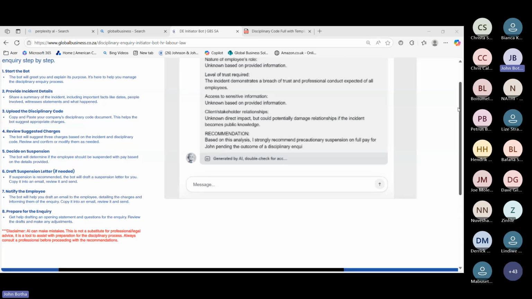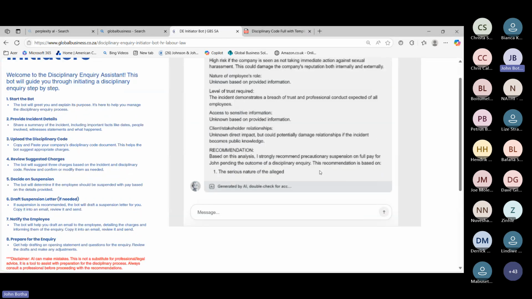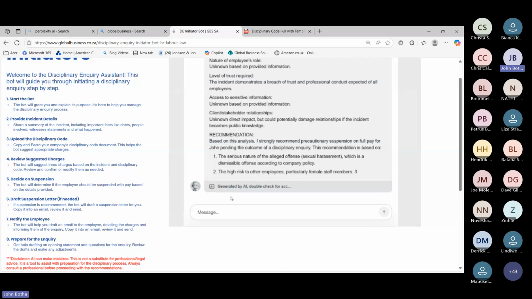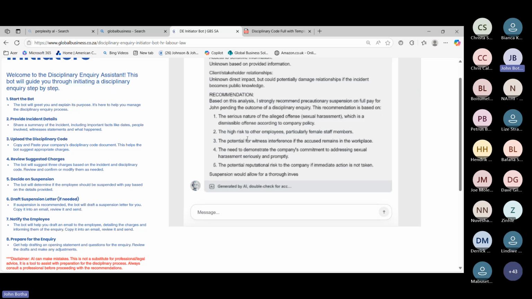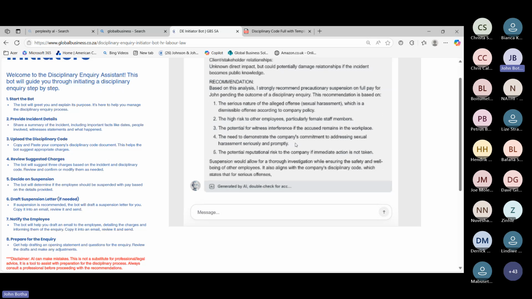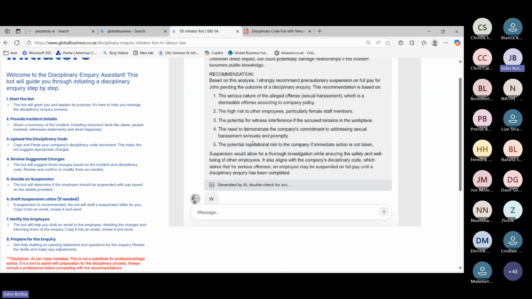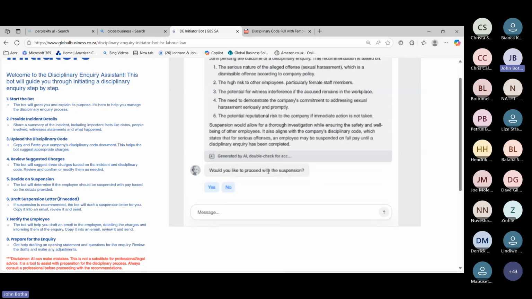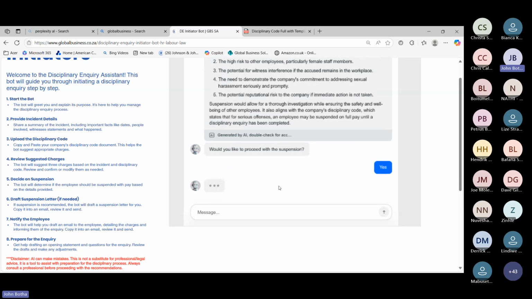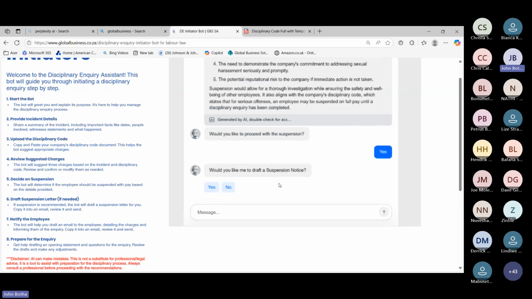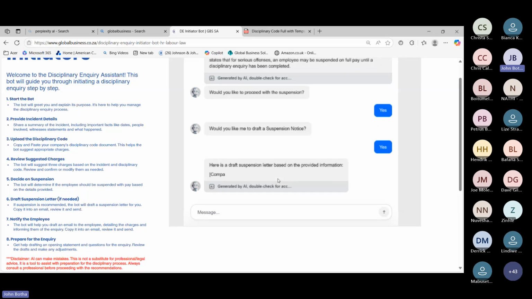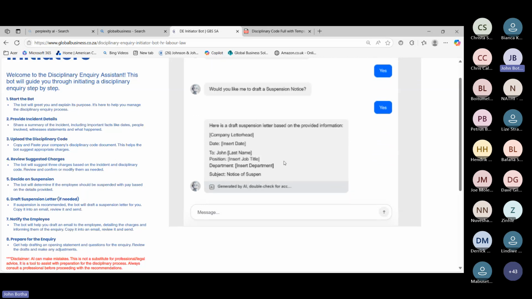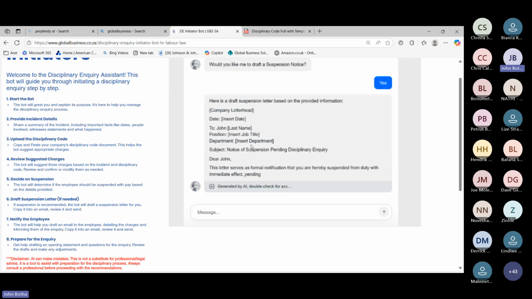I would strongly recommend precautionary suspension on full pay for John pending the outcome of the disciplinary inquiry. Based on the seriousness, the risk to other female employees, the potential for witness interference, and to demonstrate the company's commitment to addressing sexual harassment, and it gives you a justification. Would you like to proceed with the suspension? I say yes, I would like to proceed with the suspension. Would you like me to draft one? I say yes. Because remember, the POPI Act doesn't allow you to automate the entire process. It still requires human intervention. And there you go. It now drafts a letter of suspension that you can copy and paste onto your letterhead.